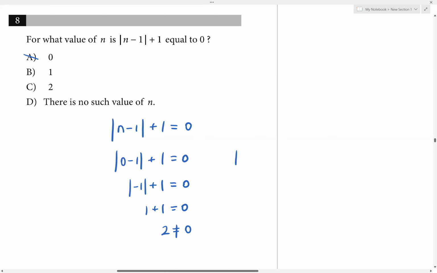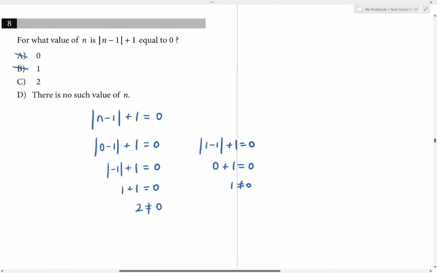So it will be |1 - 1| + 1 equal to 0. Let's verify that. We get 0 plus 1 equal to 0. Again, that's not true, right? 1 is not equal to 0. So not B. Well, let's try C. We have |2 - 1| + 1. Is that equal to 0? Well, we get 1 plus 1, and then we get, again, 2. And that's not equal to 0. Right? And then we see that C doesn't work, so it had to be D.